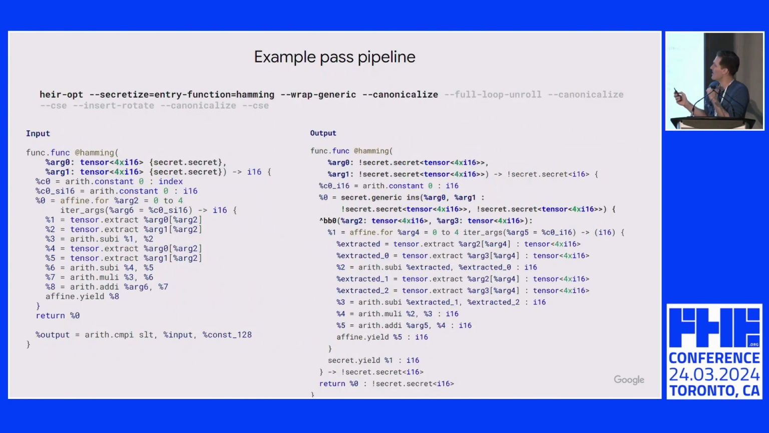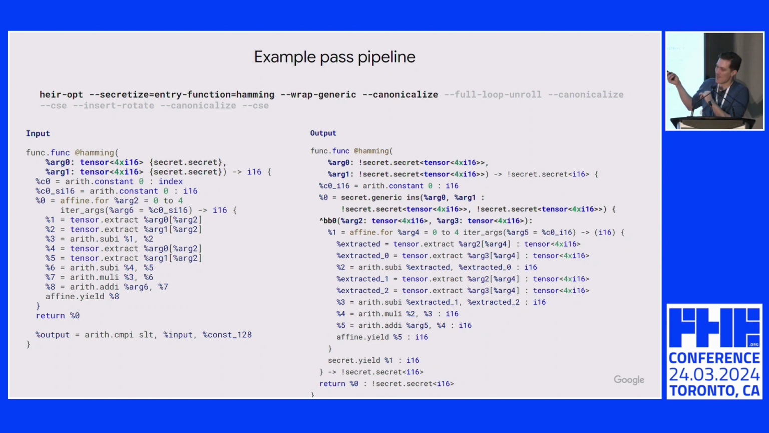Excellent. Okay, so here is an example of how you would use some of these passes. There's one up there called insert rotate. That will be the focus, but I'm just going to show you what the lowering passes and the optimization passes look like. So we start from this Hamming distance function that actually has some inefficiencies in it. You will see it is computing the same subtraction twice that it doesn't need to do.